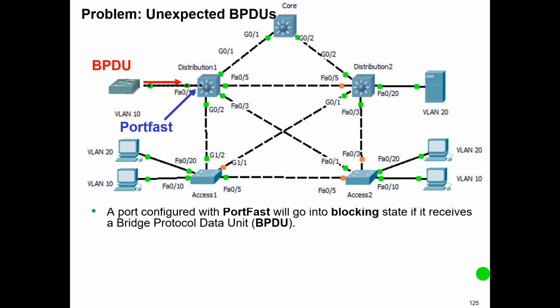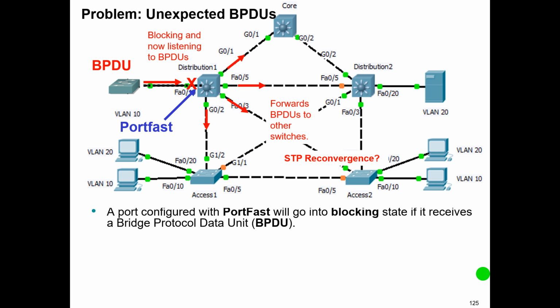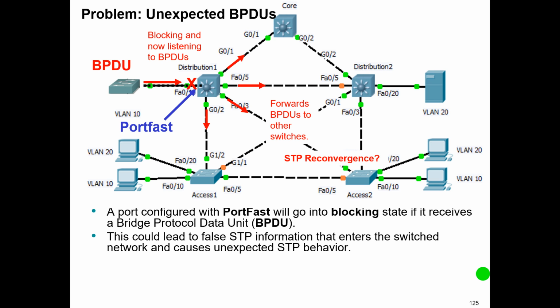So from distribution 1, someone could plug a switch into a port fast port, blocking and then listening occurs, and it will forward the BPDU to other switches. STP will reconverge, and this could lead to false information. The newly connected switch could advertise itself as the root.